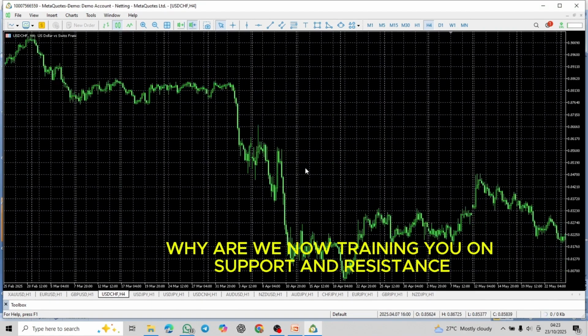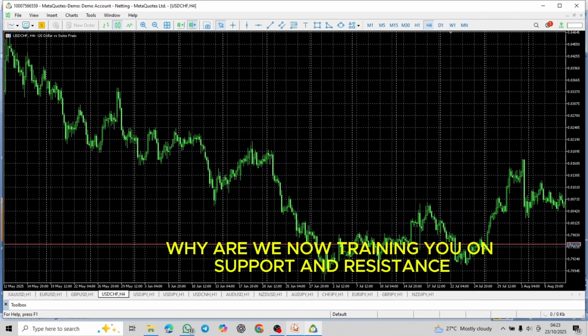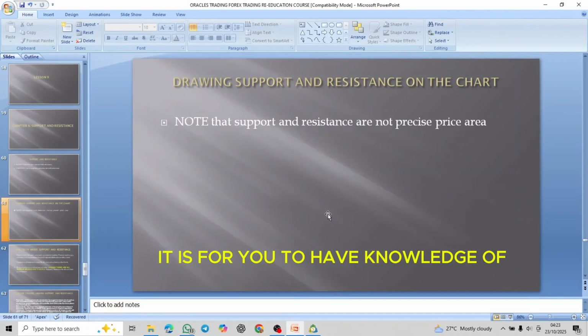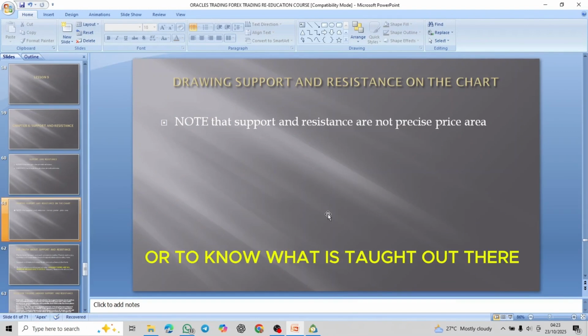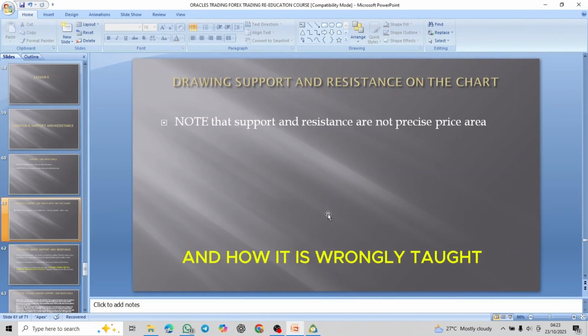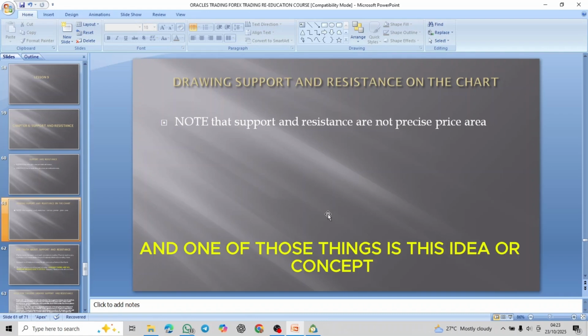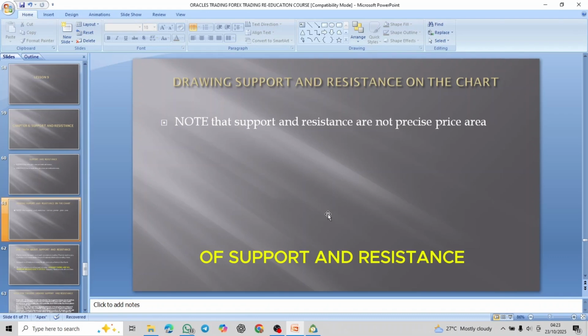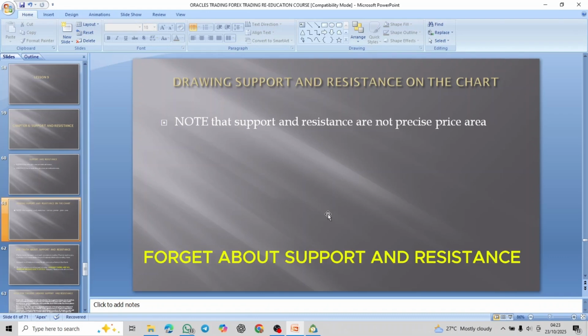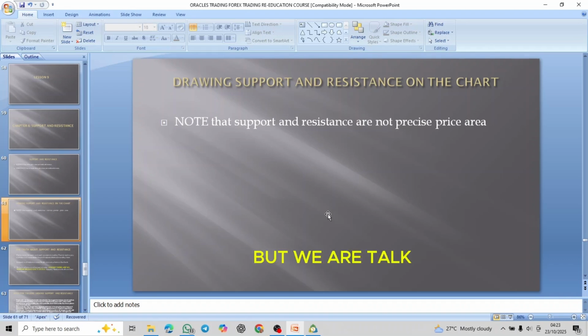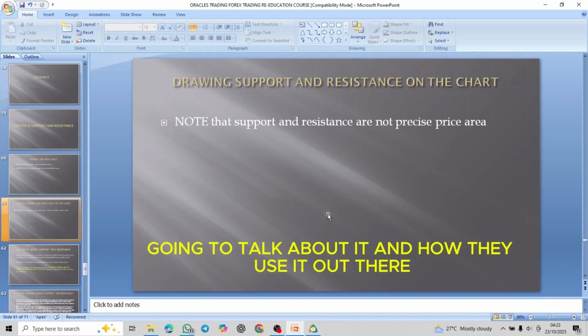So why are we now training you on support and resistance? It is for you to have knowledge of what is out there, or to know what is taught out there and how it is wrongly taught. And one of those things is this concept of support and resistance. Forget about support and resistance, but we are going to talk about it and how they use it out there.